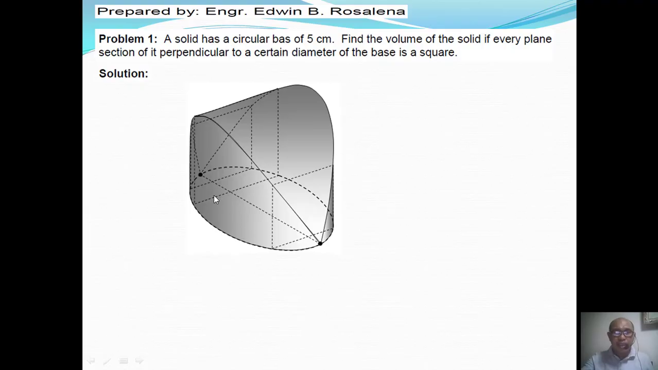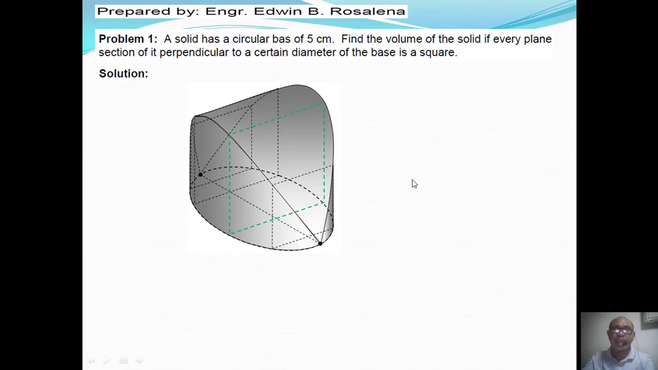Then, if we consider this fixed diameter, the diameter of the base, every plane section, when you cut the solid, forms a square. So, this is one square. I will illustrate another square cut. So, we have another square there. We have another square. We have another square.